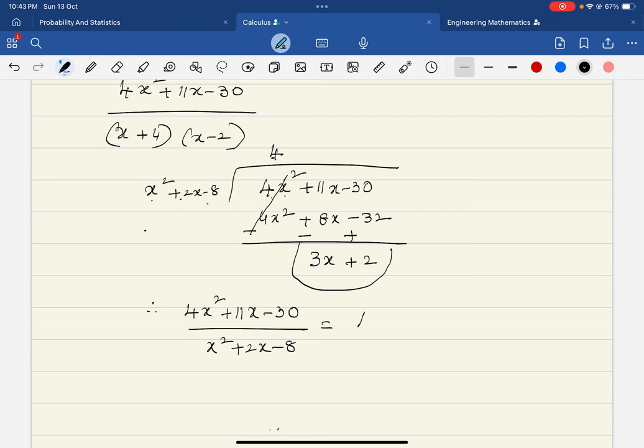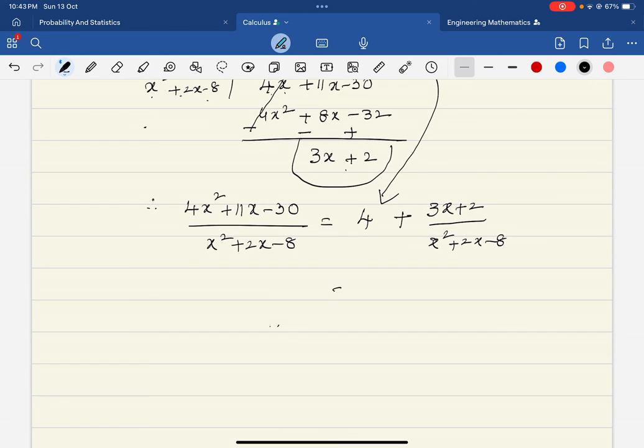can be written as 4. This is the first one; it comes first. Okay. This plus the remainder, 3x plus 2 over the divisor, x square plus 2x minus 8. So now this one I am going to rewrite as 3x plus 2 over x minus 4 times x plus 2. Like this we can split the given fraction.